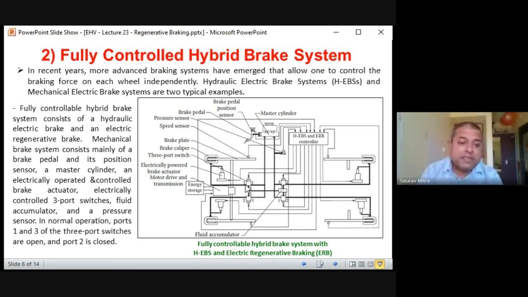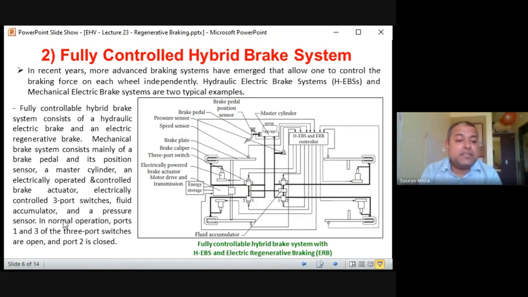So a fluid accumulator is there. This is also another change. This fluid accumulator and switch are controlling the pressure and fluid flow inside the brake lines. And there is a pressure sensor. Pressure sensors are there at every stage. Previously, a pressure sensor was there only at the brake pedal. Now the pressure sensor is there in every brake line. Wherever the fluid is there, the pressure sensor is there.